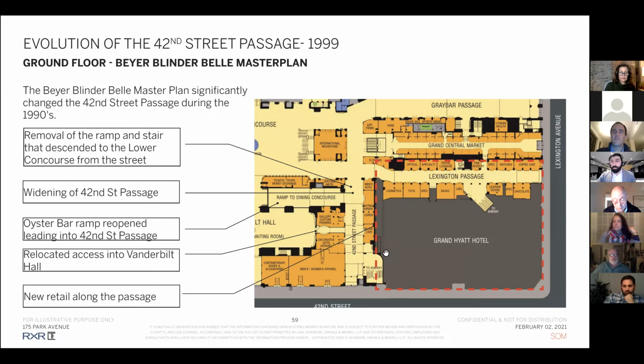And two other points of the master plan that I'm gonna mention here are the opening up, of course, of what's called the Oyster Bar ramp that descends to the dining concourse, which is now a beloved part of the terminal, as well as the recentering of the access from Vanderbilt Hall to 42nd Street Passage so that it is symmetrical with the axis of Vanderbilt Hall itself. So those are two other critical changes.